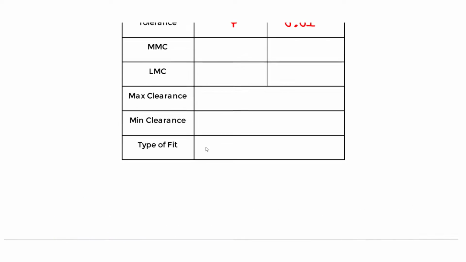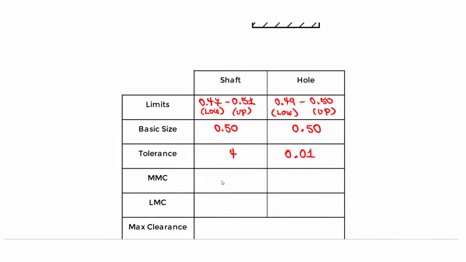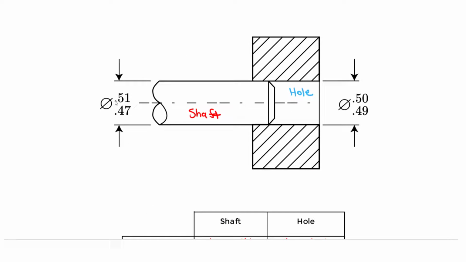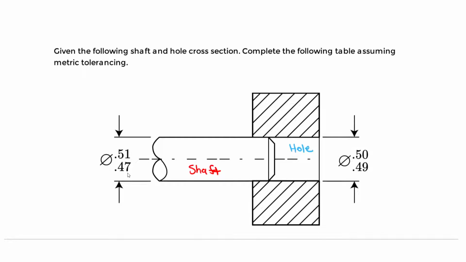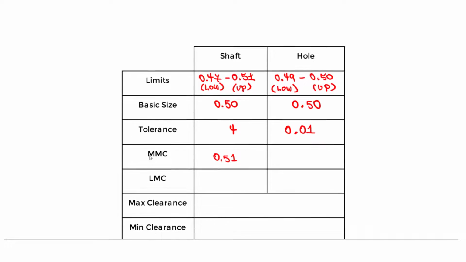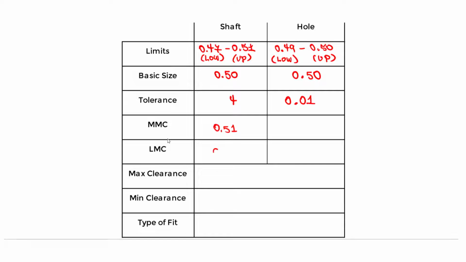Let's go above and answer that part. So the MMC for the shaft, again, is going to be the upper limit, the maximum diameter, which is 0.51. That's the MMC for the shaft. What's the LMC for the shaft? It's just the other number, the one on the lower limit, so it's 0.47. We reduce that diameter, so the least material condition for the shaft is 0.47.